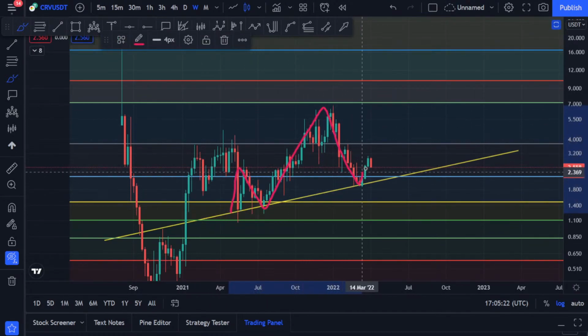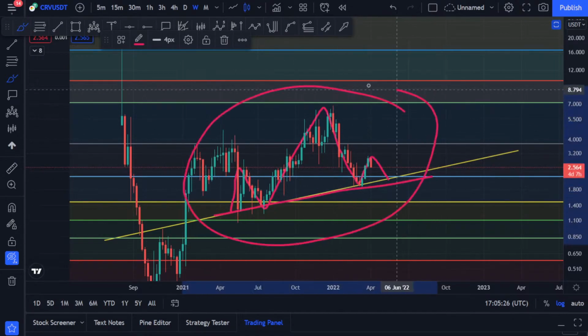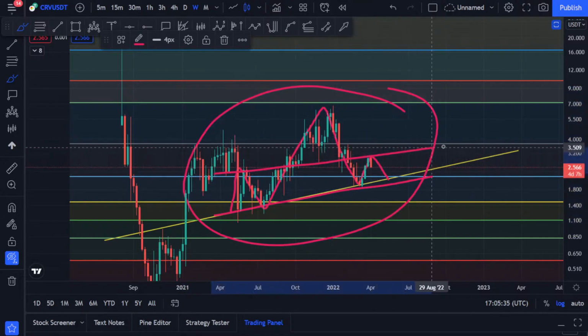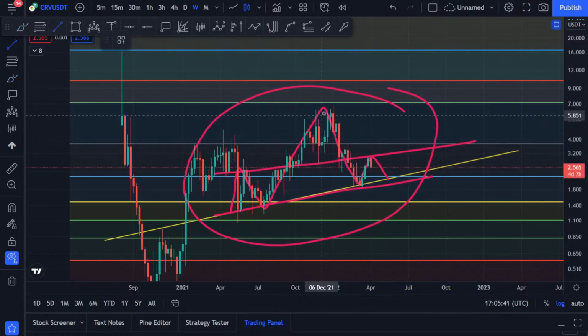If it comes back false support, this is the neckline for this bearish head and shoulders pattern. The bearish head and shoulders pattern is not validated unless you break this neckline. I'll use some easy terms. See, this is the price target.